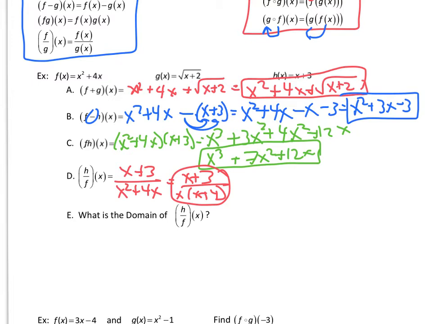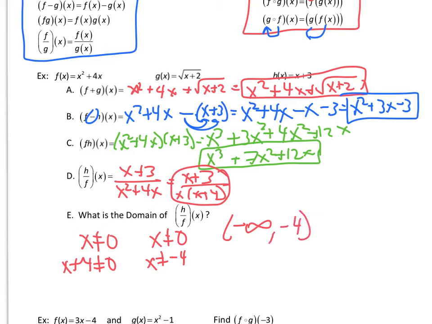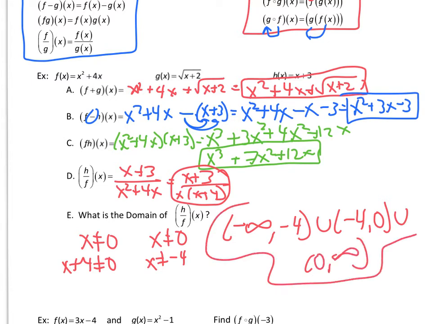So if I want to know what the domain is, we kind of talked about this earlier. Your domain on this is going to be everything except what makes the denominator, x and x plus 4, equal to 0. So your x can't be 0, and your x plus 4 can't be 0. So your x can't be 0 and your x can't be negative 4. So you need to remove those out of all reals. And that gives you your domain for that division problem.